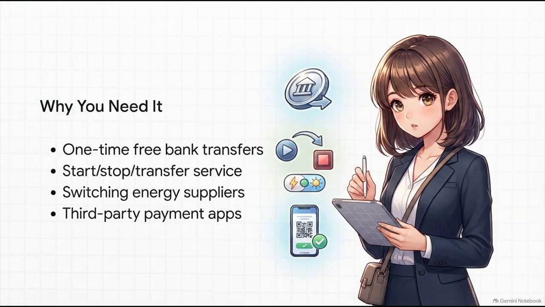So why are we putting so much effort into finding this specific code? Because it's the key to almost everything you need to do with your electricity. You need it to set up one-time free bank transfers, which is great because it saves you from annoying processing fees. You need it if you're starting, stopping, or transferring service. It's also completely mandatory if you decide to shop around and switch energy suppliers, or if you use third-party payment apps like Defer It. Before we move on to actually finding it, just make sure you've got your computer or smartphone handy, and maybe grab a government ID just in case we need to verify your identity later on.